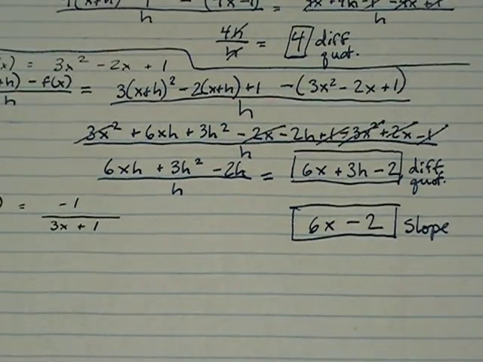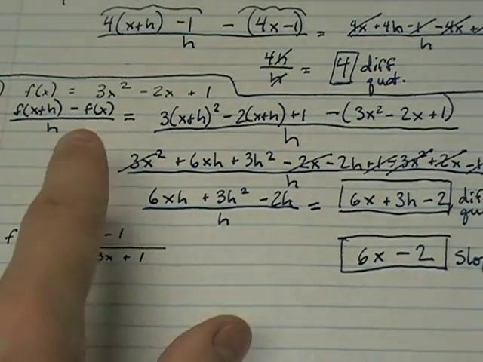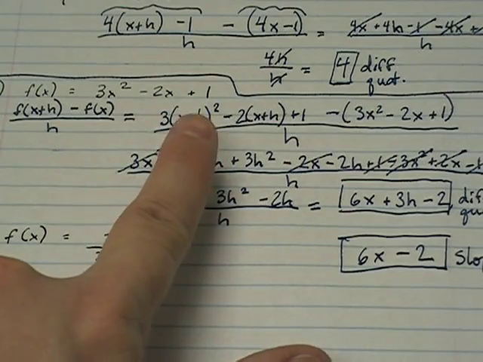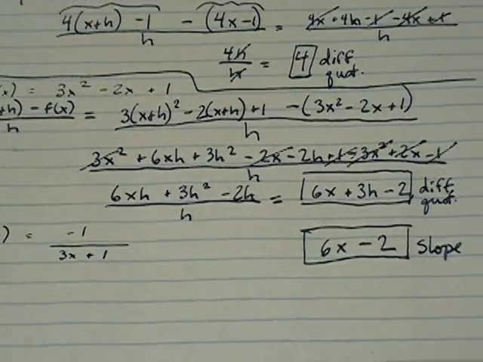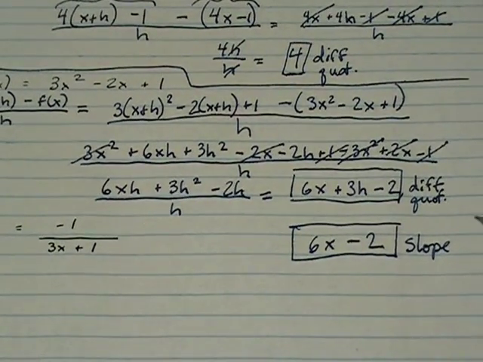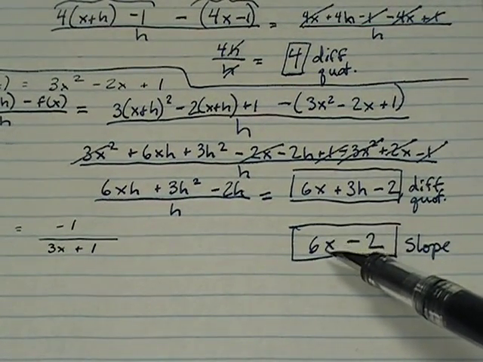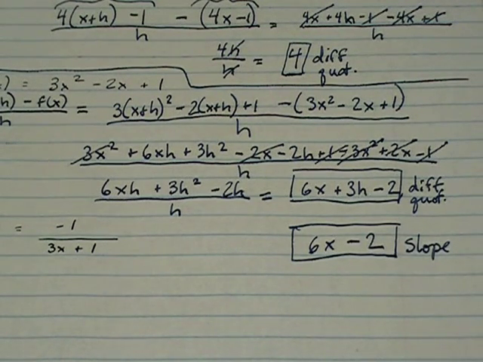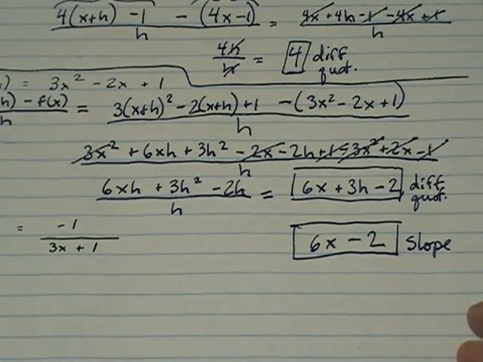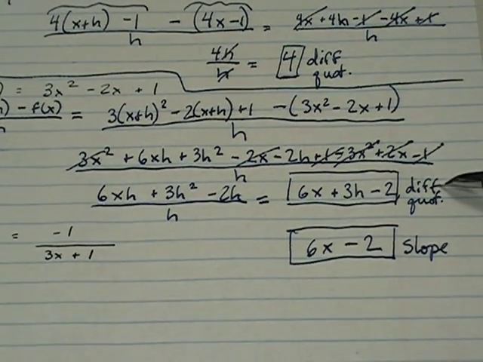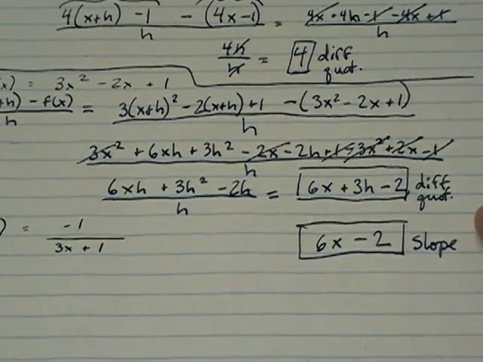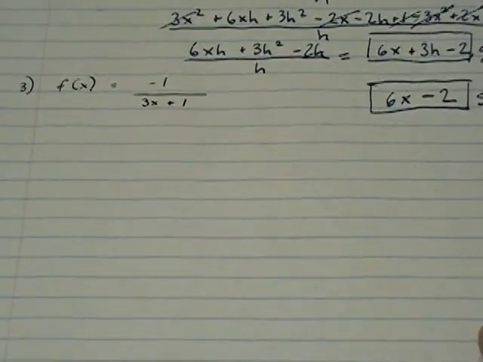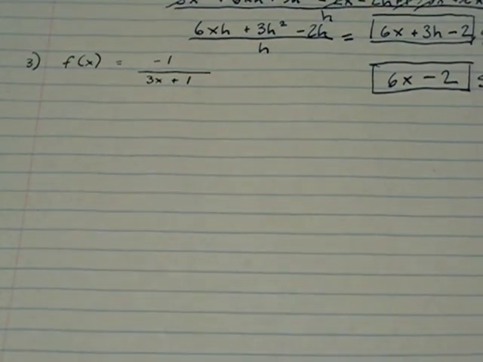Now what that means is if you graph 3x squared minus 2x plus 1, if you graph that function, at any given point, the slope on that curve will be 6 times the x value minus 2. That will be the slope of that curve for any given x value that you choose. Okay? So that's how you find the difference quotient, and then to find the slope, you set h equal to 0 because it approaches 0. For the third one, we're probably not going to have room. I'm probably going to have to add a sheet of paper.